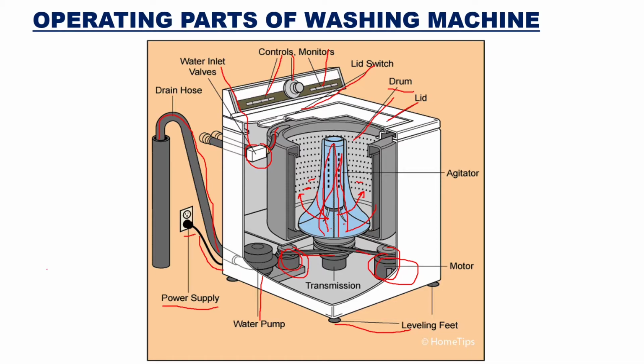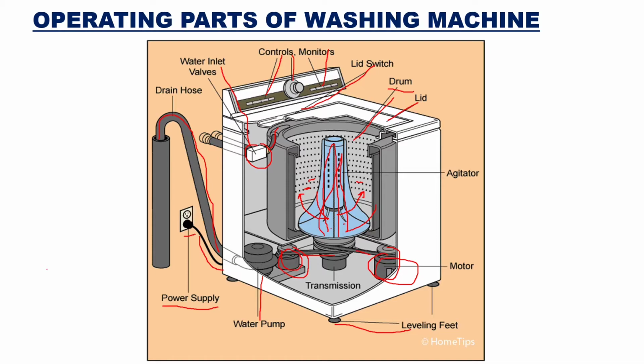And upon this, there is a lid, there is an outer drum, and there is a lid switch, and you have monitors and controls where you can set the timing of the washing machine for your washing, rinsing, and drying. Okay, and you have a water inlet valve where the water is given to the washing machine. And you have a drain hose pipe where, after washing, the dirty wastewater will go through the drain hose pipe to the drainage system. So this is how your operating parts operate in a washing machine.